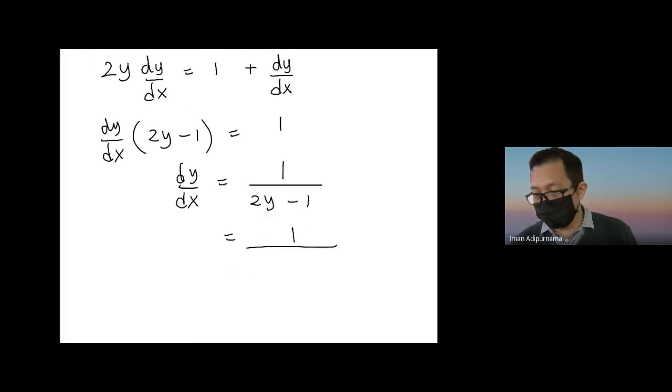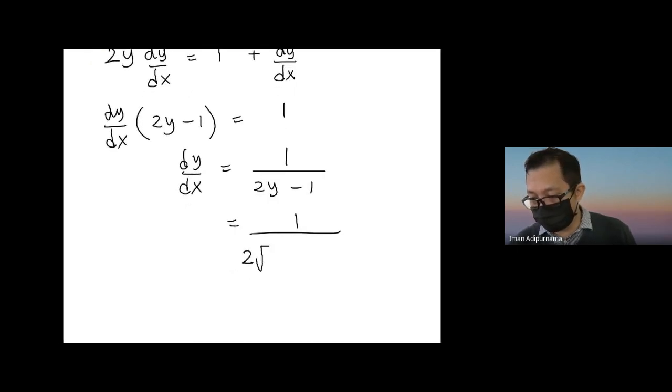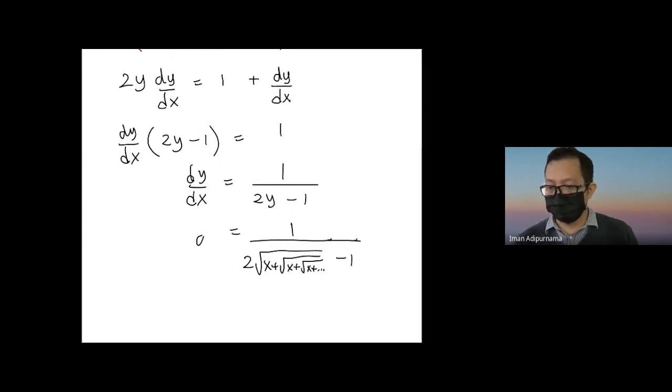So the result will be 2 times y, where we take back our original equation, minus 1. And this will be the result.